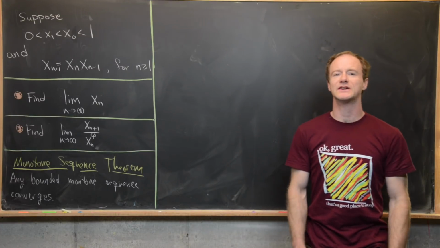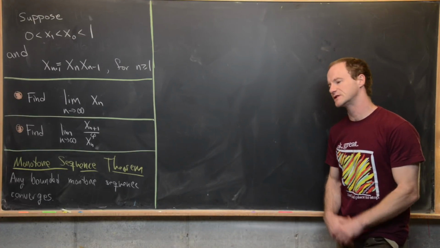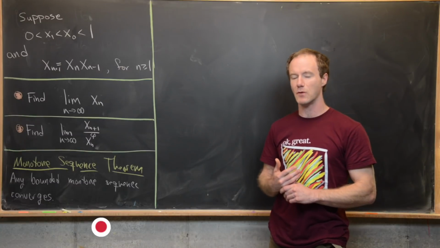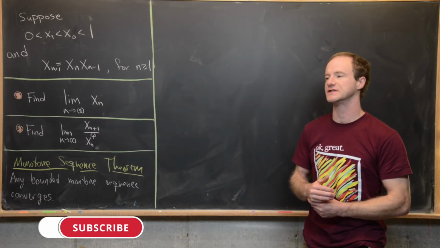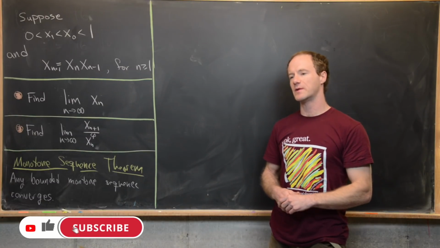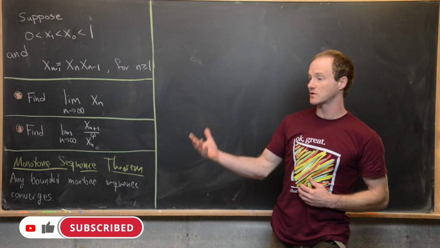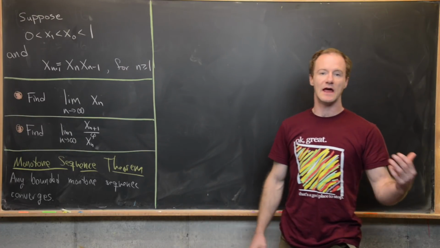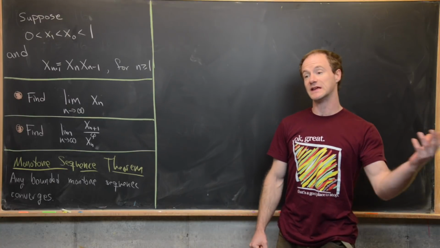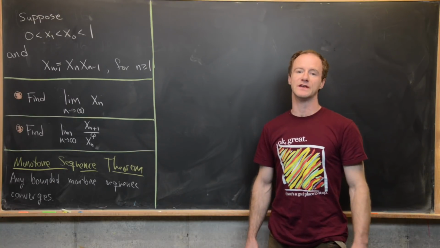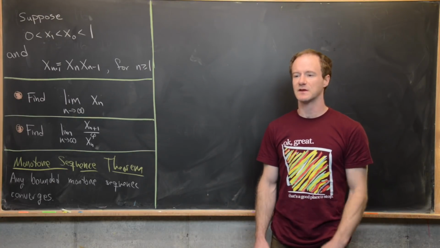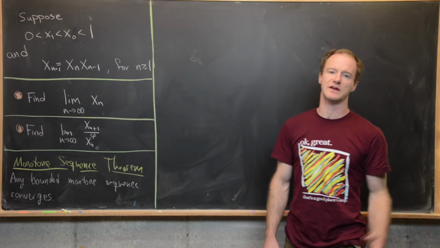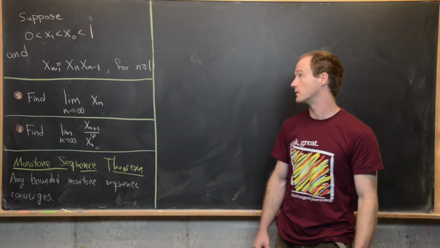Here we're going to look at a pretty interesting recursively defined sequence, which I think of as kind of a multiplicative version of the Fibonacci sequence. So let's recall the Fibonacci sequence is defined by the first two terms are 1, and then the next term is the sum of the previous two terms. So it goes something like 1, 1, 2, 3, 5, 8, and so on and so forth.